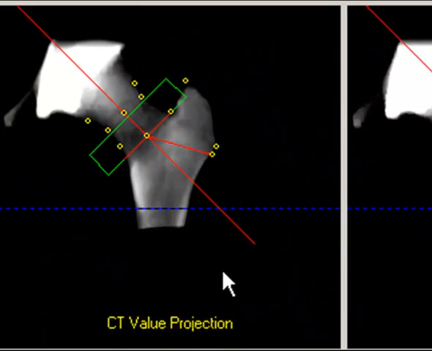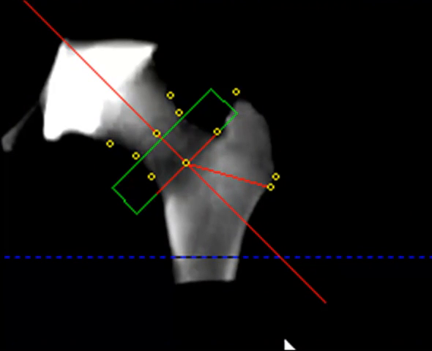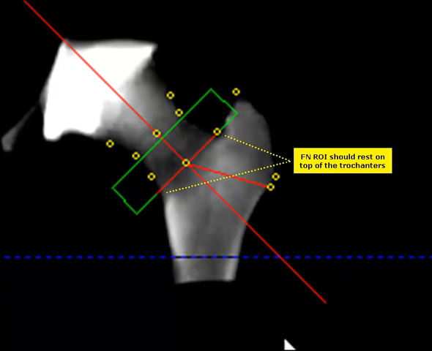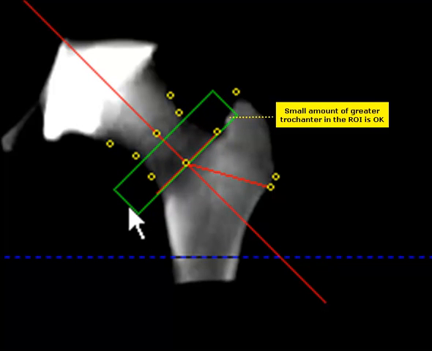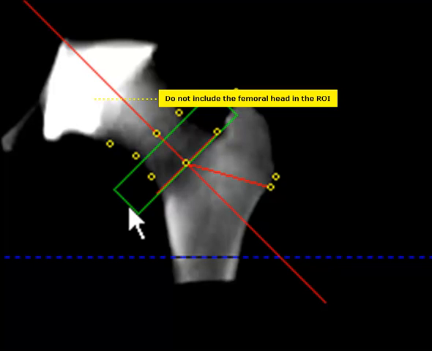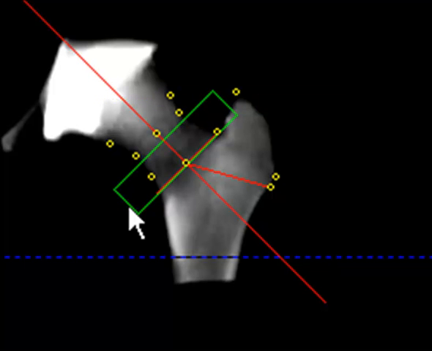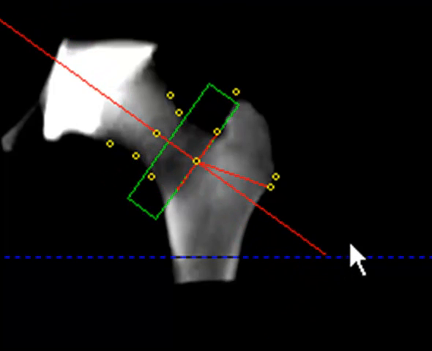The femoral neck ROI should be centered in the neck and rest on top of the greater trochanter. The location of the neck ROI is adjusted by dragging it along the neck axis line. A small amount of greater trochanter in the neck ROI is acceptable. The ROI should be perpendicular to the neck axis and should not include any femoral head. The angle of the ROI can be adjusted by dragging the red axis line along an arc.